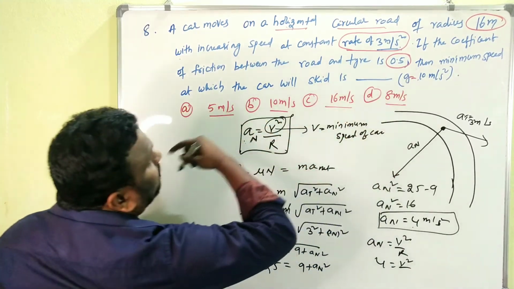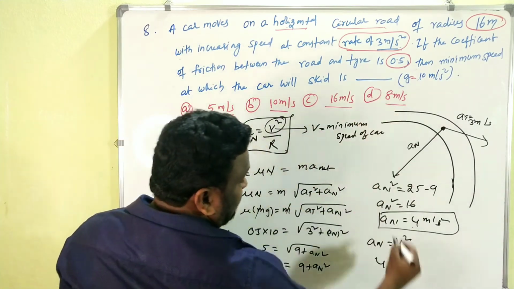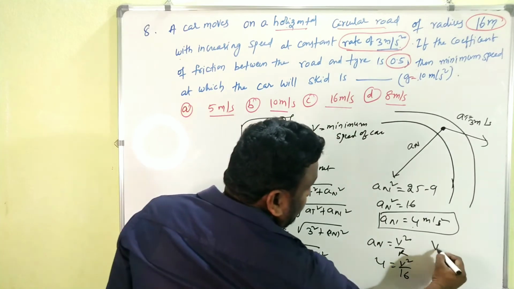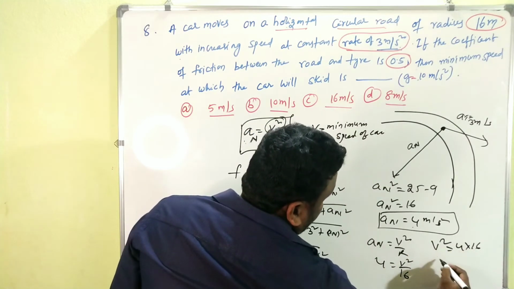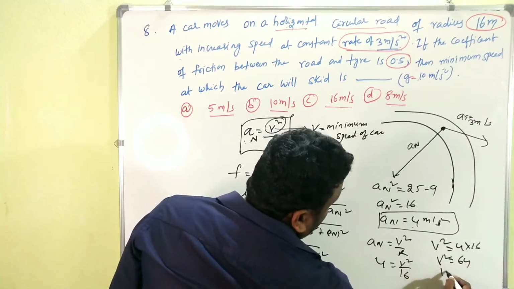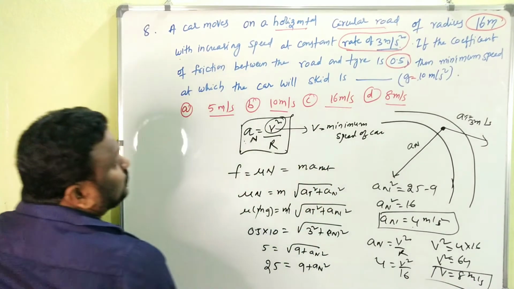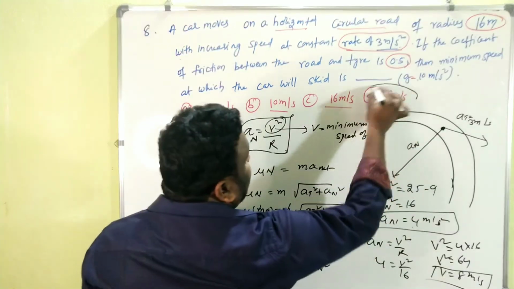R value is what? Simply 16. Then v square is equal to 4 into 16, so v square is equal to 64 and v is equal to 8 meters per second. So among the four options, D is the correct one.